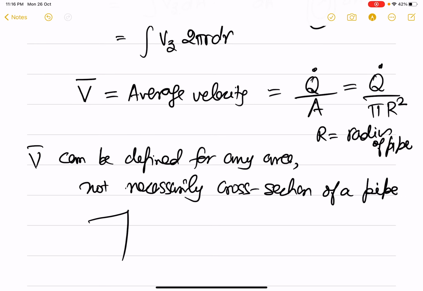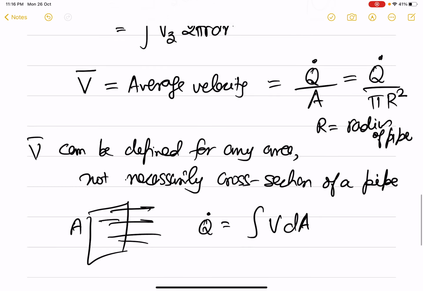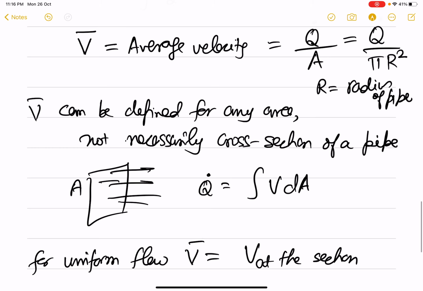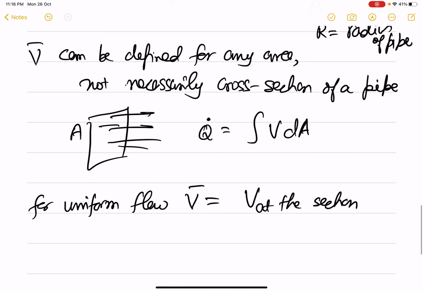It could be even across any sectional area A, and if the flow rate is equal to integral VdA, and if it is not uniform, then the average velocity will not be the same as the velocity at each point in the flow. But for uniform flow, V bar is equal to velocity at the section, because everywhere the velocity is the same. So in some sense, average velocity is a concept we use when flow is not uniform. If we use average velocity, we can apply the mass balance equation.